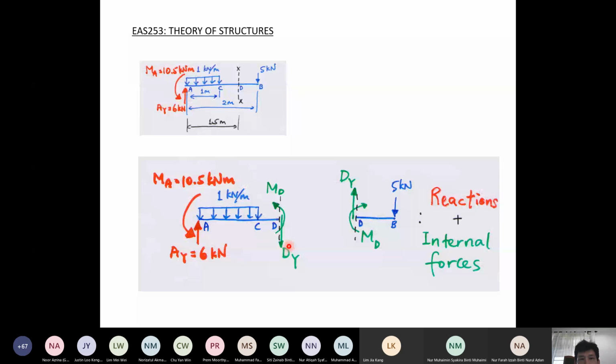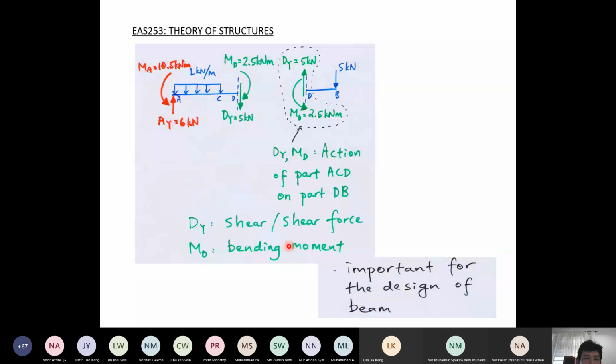So the meaning of these internal forces is that the one on the left-hand side of this cut section represents the action on the left-hand side from the right-hand side. And this one represents the action on the right-hand side from the left-hand side. So these represent the action from the other side of the section where you cut them.